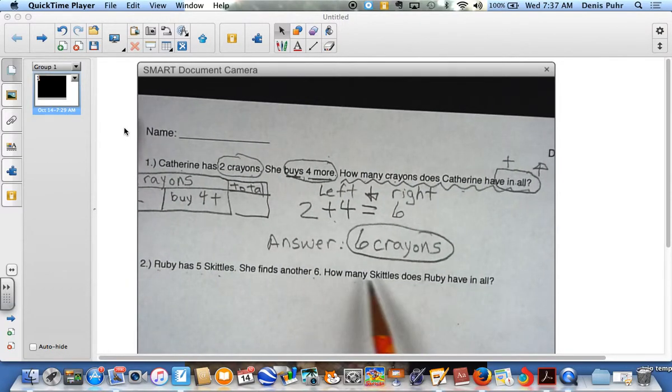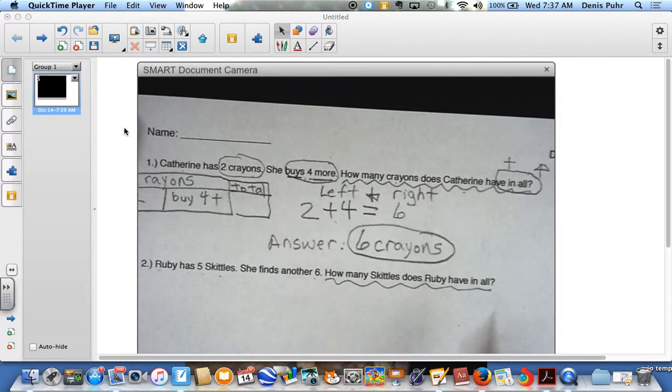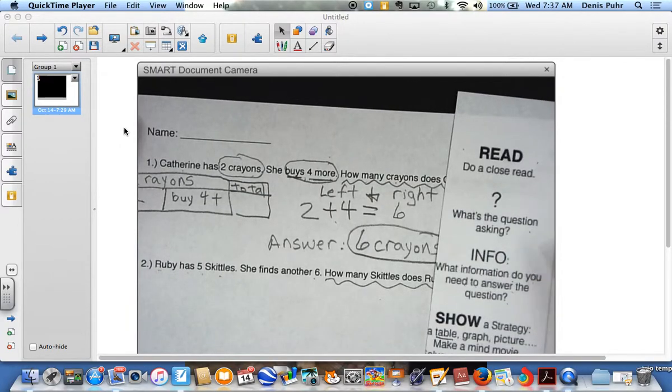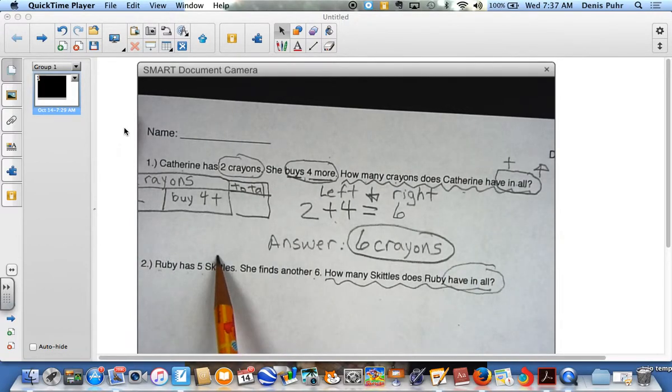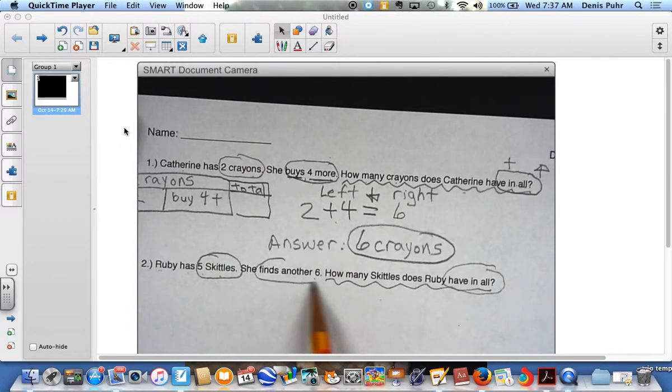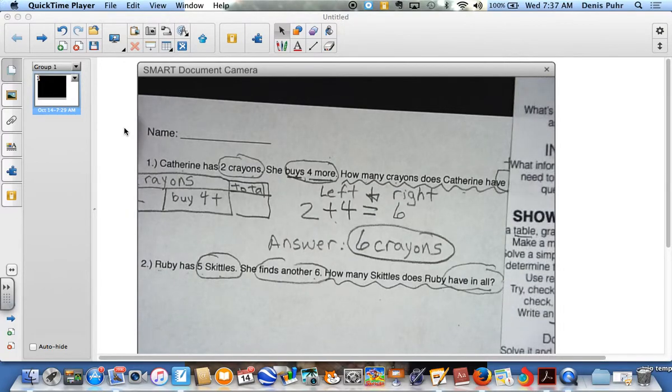Welcome back. Did you read it? Did you underline the question with a squiggly line? Did you think about what info they're looking for? How many Skittles does she have in all? I needed to know that she started out with 5 and then she found another 6. Okay? Click pause if you didn't already do that.